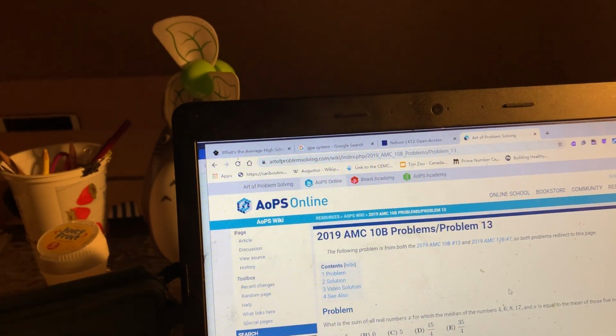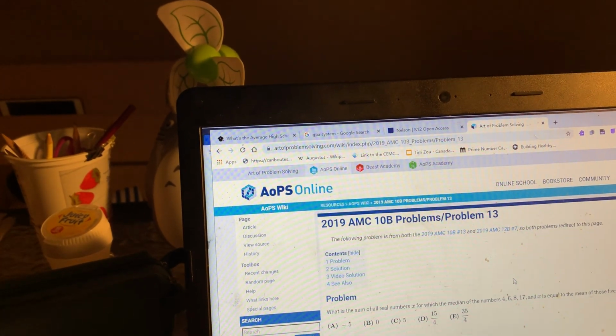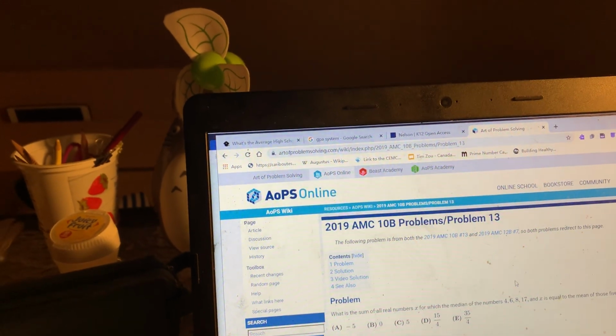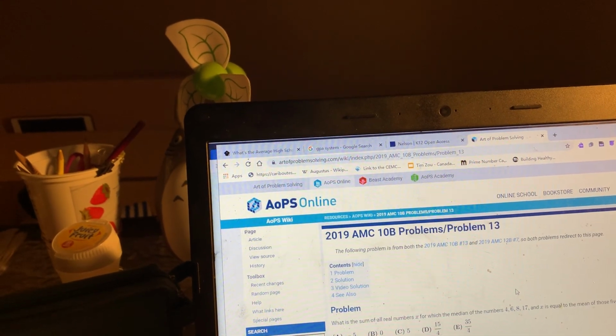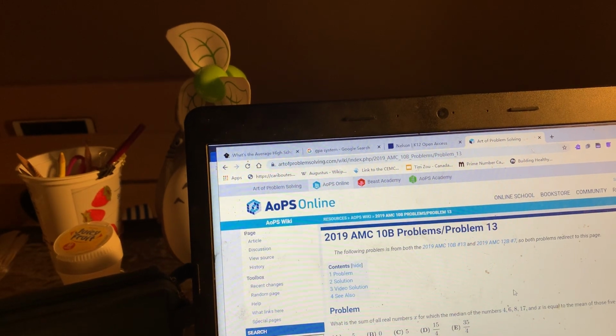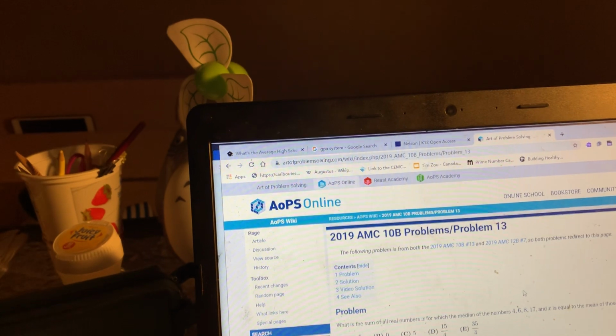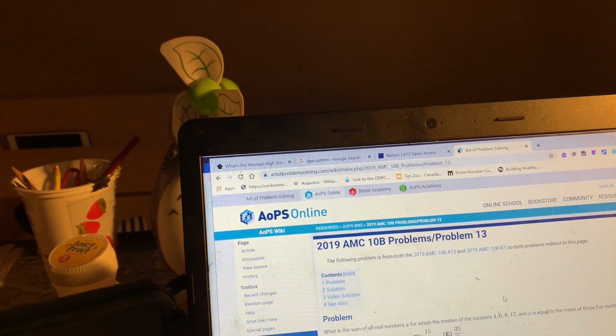And what if x is the median? So it's 35 plus x divided by 5 is x. 5x is equal to 35 plus x. So 4x is going to be equal to 35. So x is equal to 35 divided by 4.